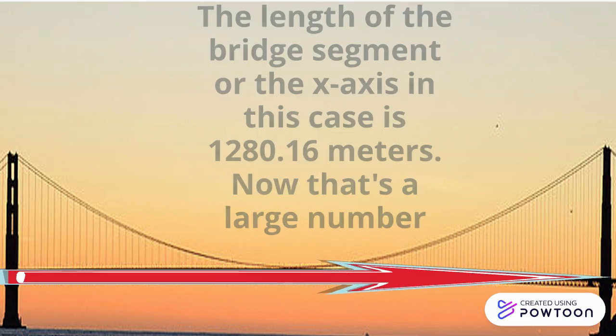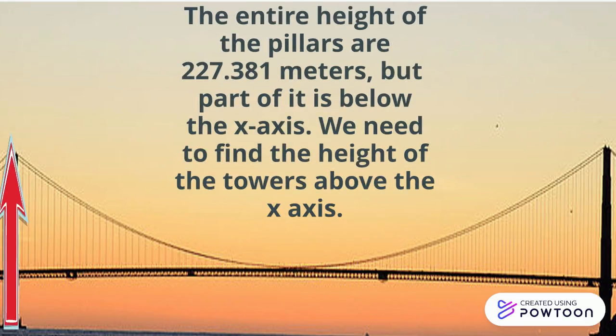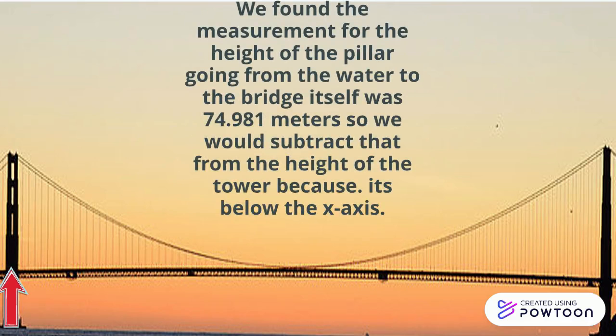Now that's a large number. The entire height of the pillars are 227.381 meters, but part of it is below the x-axis. We need to find the height of the towers above the x-axis. We found the measurement for the height of the pillar going from the water to the bridge itself was 74.981 meters, so we would subtract that from the height of the tower because it's below the x-axis.